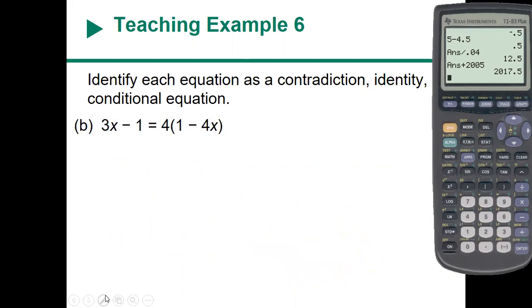So I'm going to pause. I'm going to let you work this problem, and then we'll talk about what it's classified as.